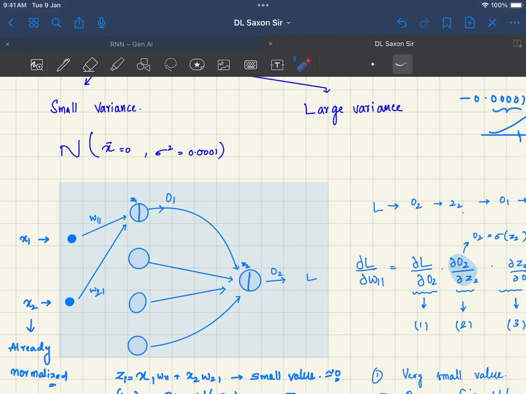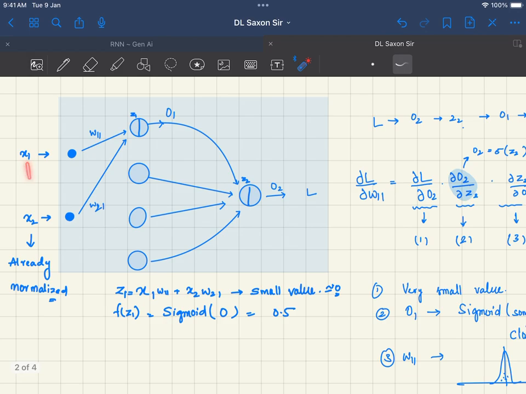So what happens when we take such small values? Well, let's take a simple neural network. It has two inputs, x1 and x2, and four neurons in the hidden layer and one output neuron. x1 and x2 are already normalized or standardized, so their values are going to be small. They are probably going to lie between -1 and 1, or 0 and 1. So no issue from that. And we know that W11, W21 are very small.